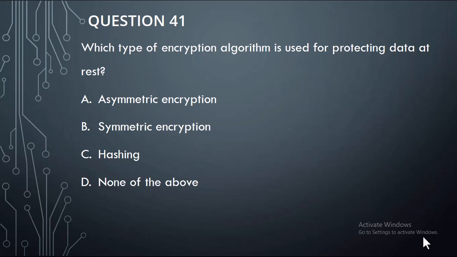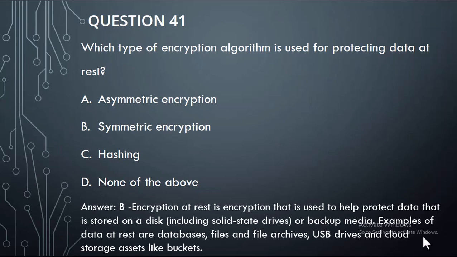Question 41. What type of encryption algorithm is used for protecting data at rest? A. Asymmetric encryption. B. Symmetric encryption. C. Hashing. D. None of the above. The answer here is option B.